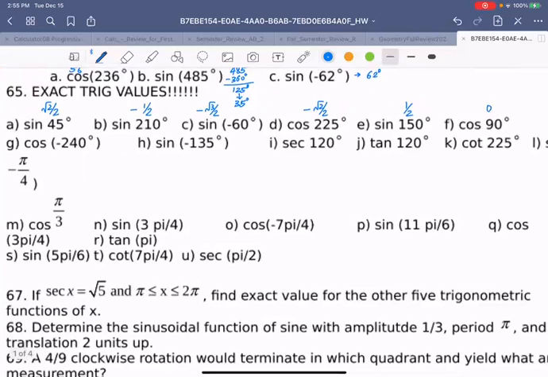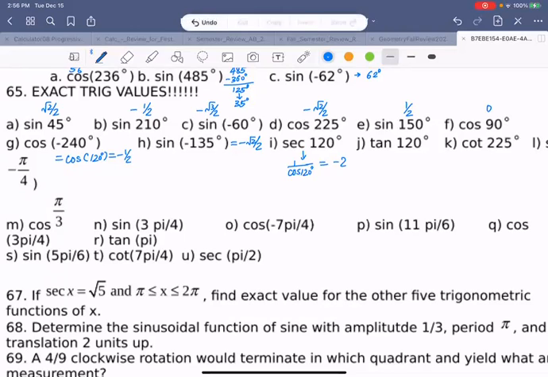Same, right? Yeah, so far I got the same things. Cosine negative 240 plus 360 will be the same value as cosine 120 degrees, which is negative 1/2. Sine negative 135 is in quadrant 3, so that's negative square root 2 over 2. Secant of that guy is 1 over cosine of that guy, so this is negative 2.